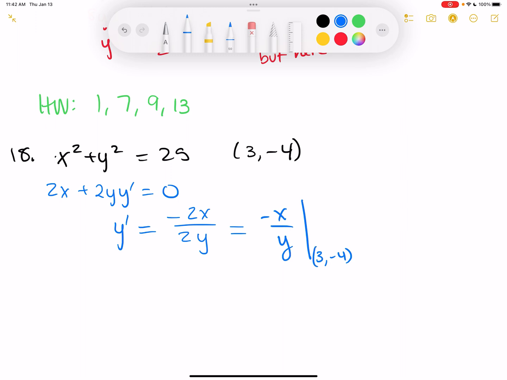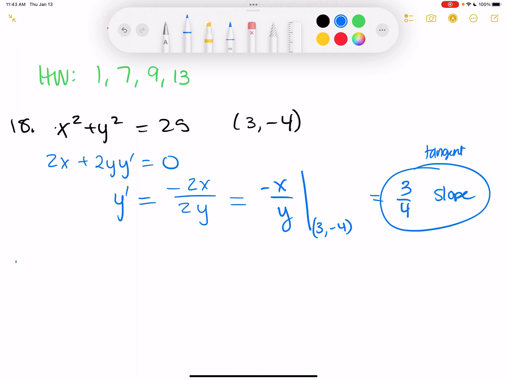And then if you plug in the point, you end up getting negative 3 over negative 4, so that's just going to be 3/4, which is going to be your slope. This is your tangent slope.